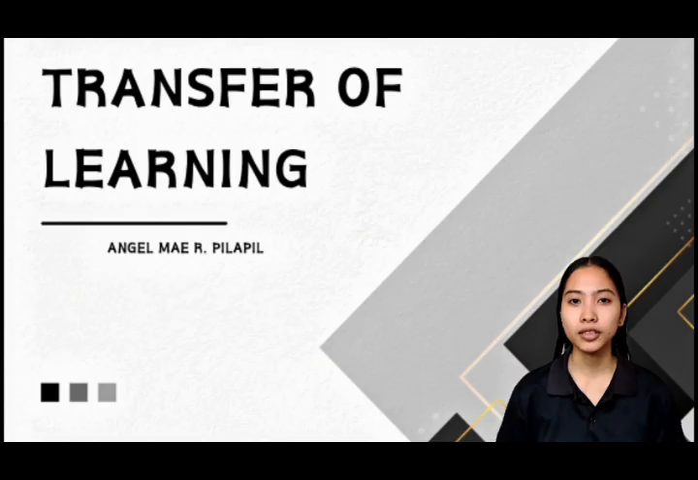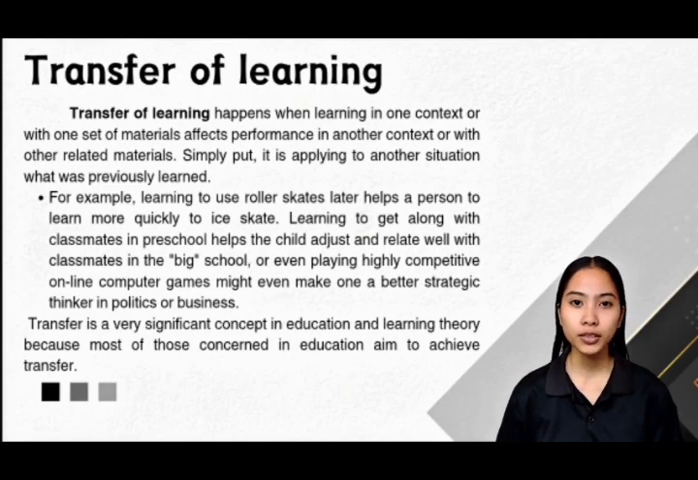Today, I will be discussing the topic transfer of learning. This concept is an essential part of educational psychology and plays a significant role in the teaching and learning process. Transfer of learning occurs when learning in one context or with one set of materials affects performance in another context or with related materials. In simple terms, it is the process of applying previously acquired knowledge or skills to a new, different situation.